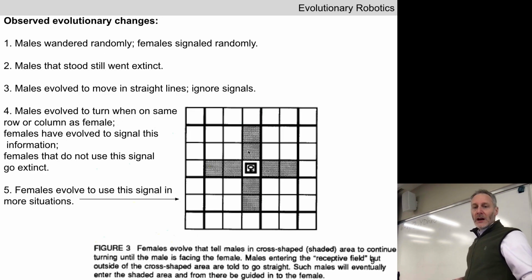That started to happen for some of these shaded cells, and then over evolutionary time, around this time, females started to emit those signals more often for more and more of these shaded cells. Is this the best that the males and females can do, you think? What's the optimal strategy here?